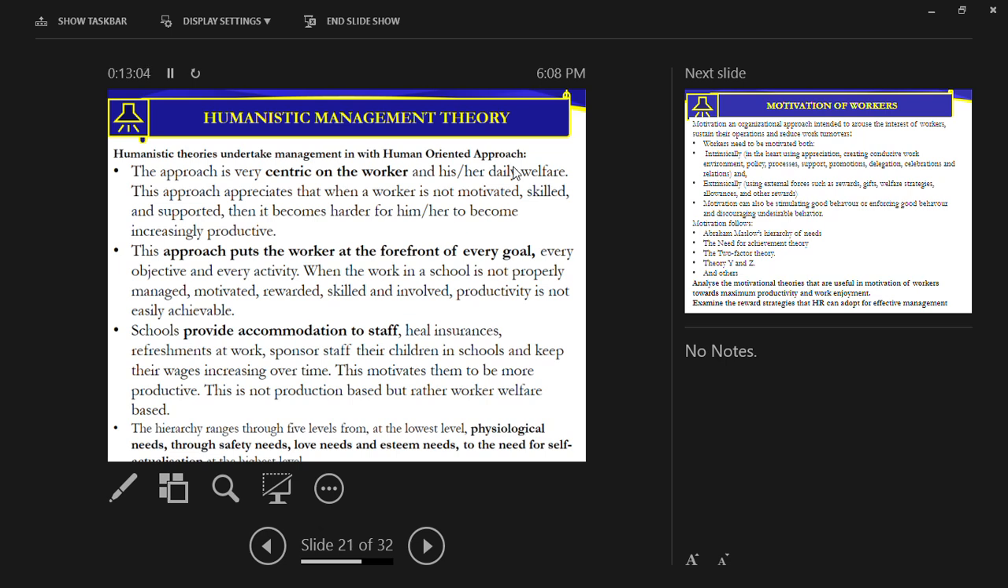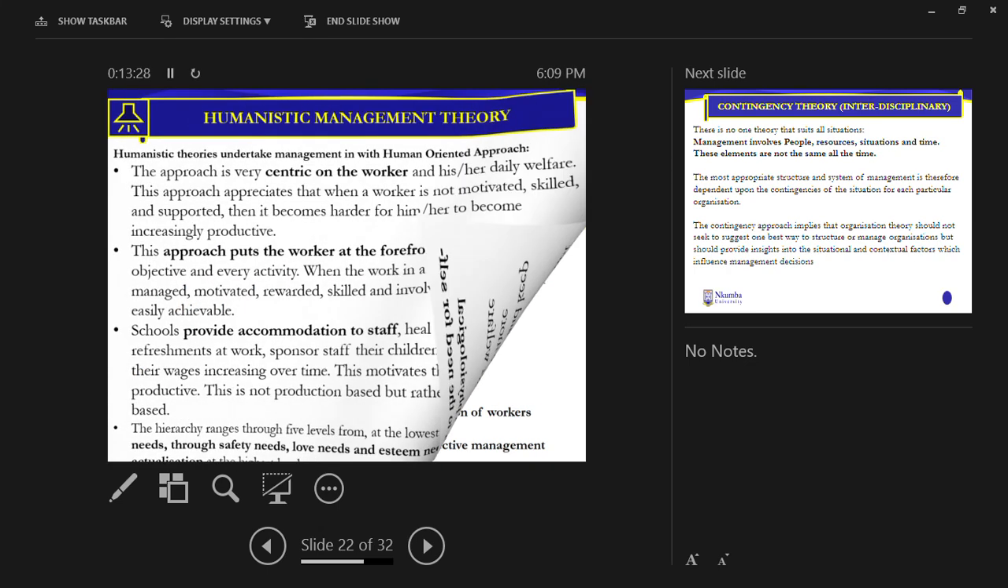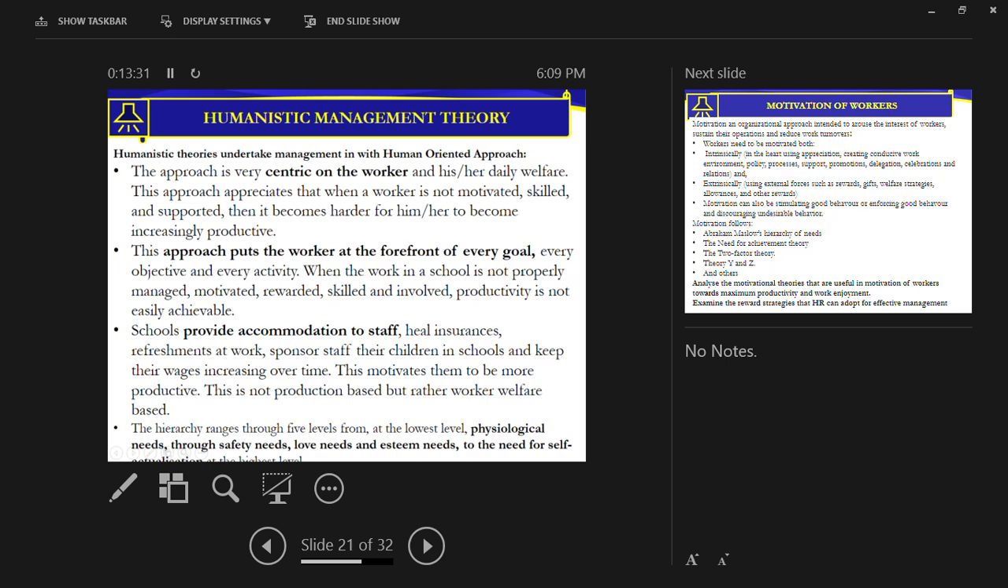So now one of the proponents of this humanistic theory is Abraham Maslow, who developed the hierarchy of needs. It is called Abraham Maslow's hierarchy of needs. That hierarchy of needs is what you see here. That hierarchy of needs proposed by Abraham Maslow starts from the lowest level to the highest. It says that let the workers have physiological needs provided, such as food, what else? Shelter, medical.